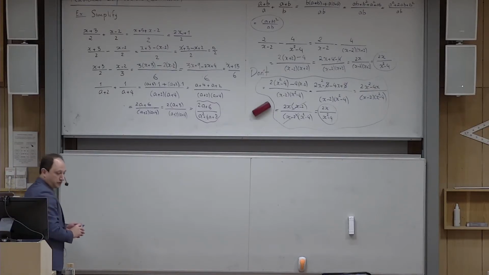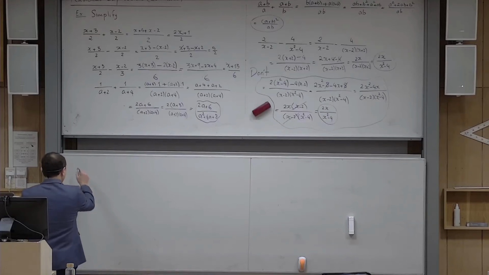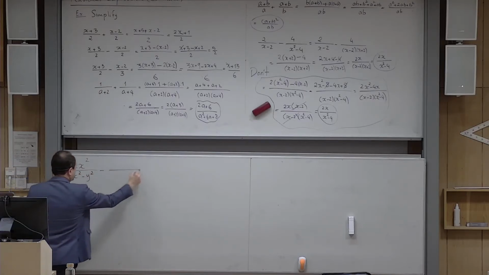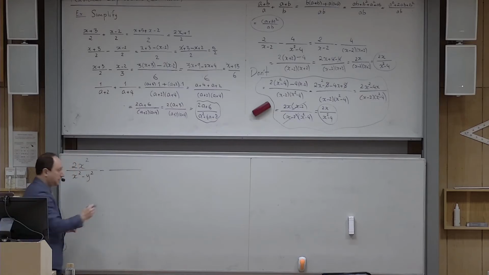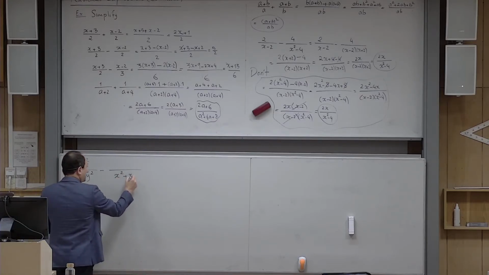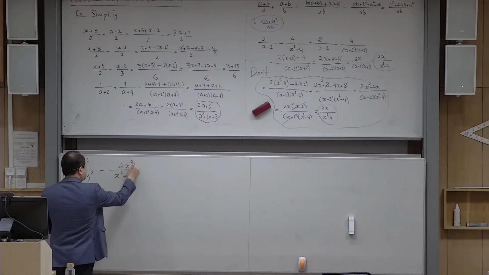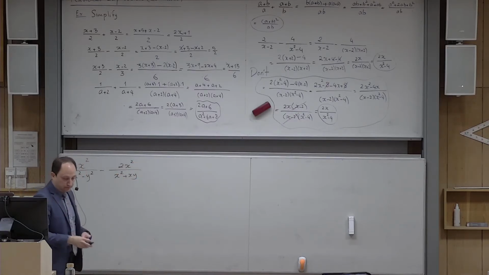Okay, so this example: 2x squared divided by x squared minus y squared, minus x squared plus xy, and the numerator is 2x squared again. You want to simplify this.